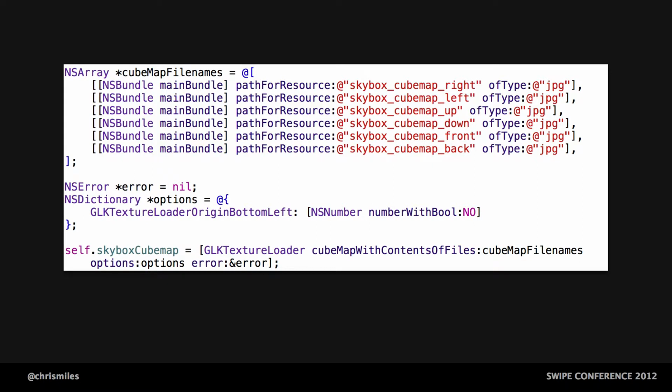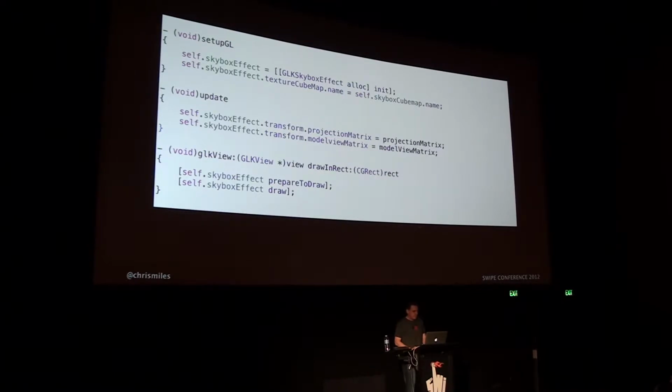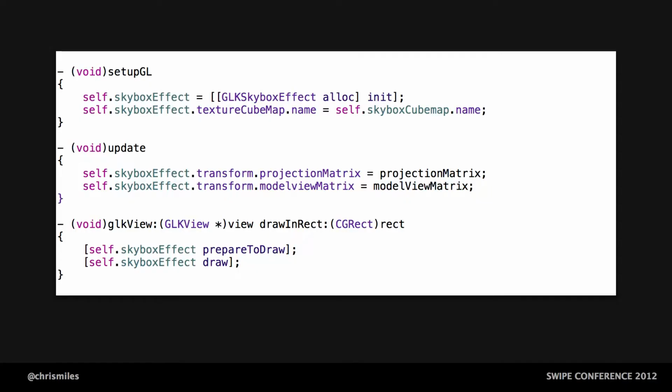And then we set any options, like we tell it where the origin is. And then we use GLKTextureLoader cubeMapWithContentsOfFiles and give it the array. And it will handle all the work of loading them all in, creating the cubemap OpenGL texture object for us and all that stuff. So in our setup, we create an instance of the GLKSkyboxEffect object. And all we have to give it is the reference to the skybox, to the cube map. So again, like before, we pass the OpenGL identifier across to the textureCubeMap property.